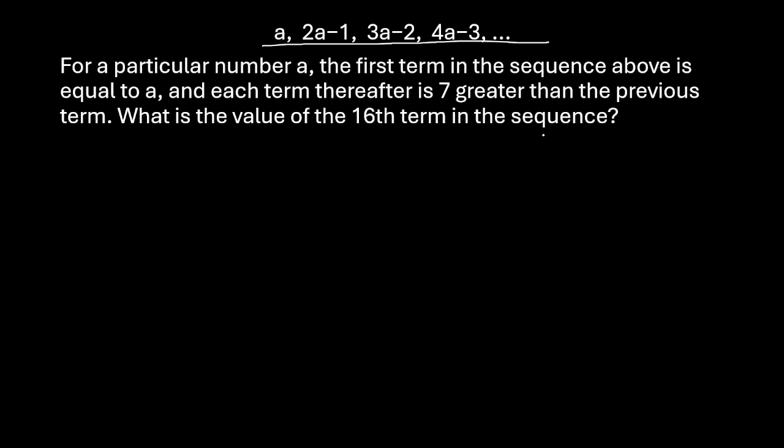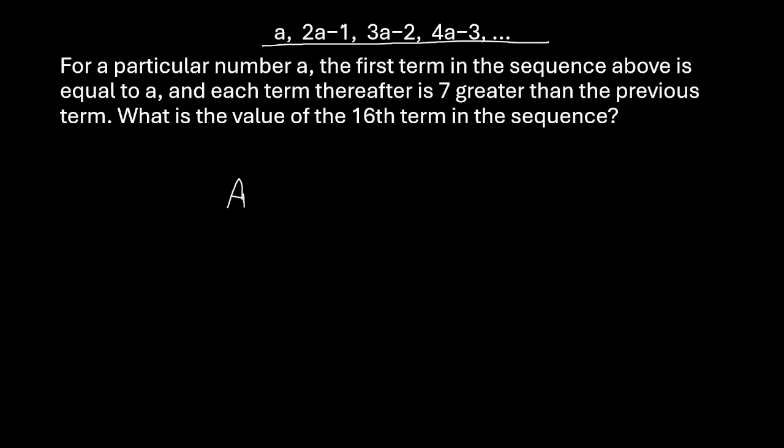If you want to give this problem a try, pause the video and let's see how we can solve this. So here we have this sequence of numbers. First term is a. That's straightforward. Every term thereafter is 7 greater than the previous term.